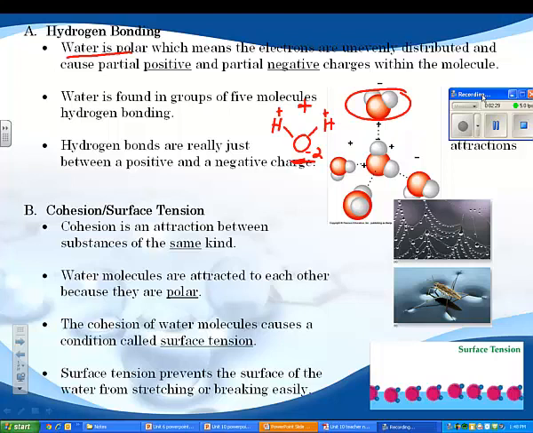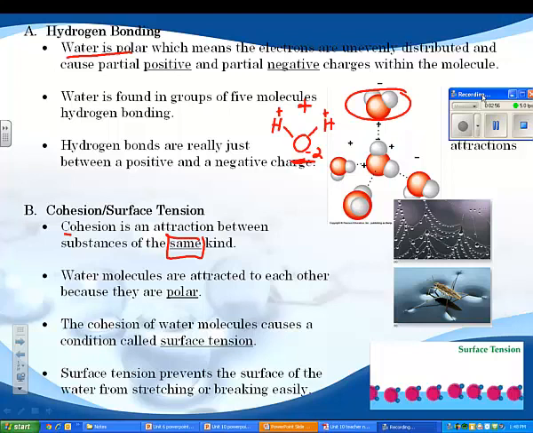Next part, surface tension and cohesion. Cohesion is the attraction between substances of the same kind. Think about co-worker. We're the same kind of worker. We work together. So that's going to be the same kind. You'll get to adhesion later, which can be different things. Water molecules are attracted to each other because they are polar. You'll find out this is a common theme. Polar likes to be with polar. Polar dissolves polar. They're kind of cliquey like that. They like to stay with their polar buddies.